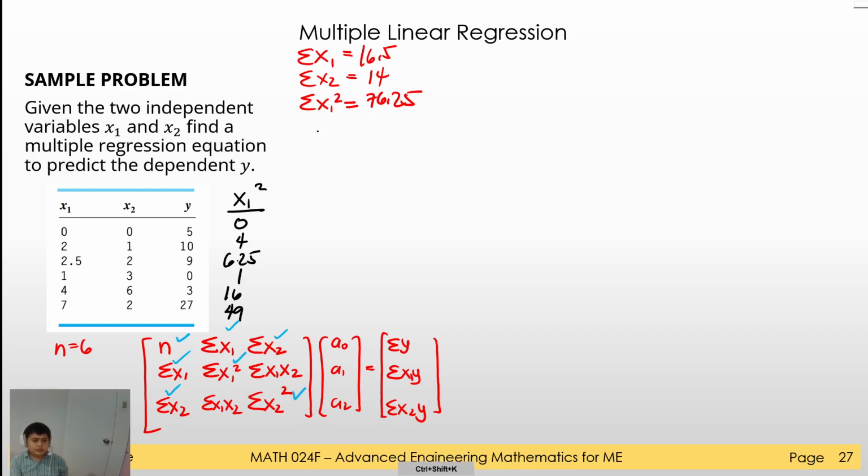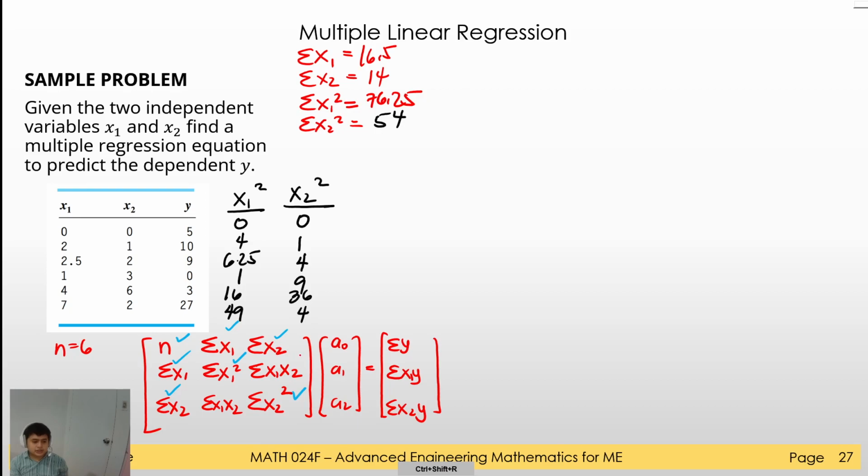And then for x2, okay, so we have the summation of x2 squared. So x2 here, and then squared. So we have 0 again, and then we have 1, we have 4, 9, we have 16, sorry, 6 times 6 is 36, no? 36, and then 4. So the summation of x2 squared, the total of this, is equal to 54.